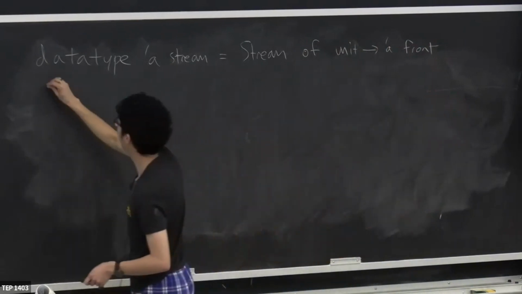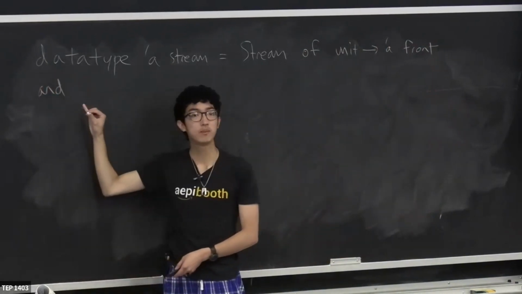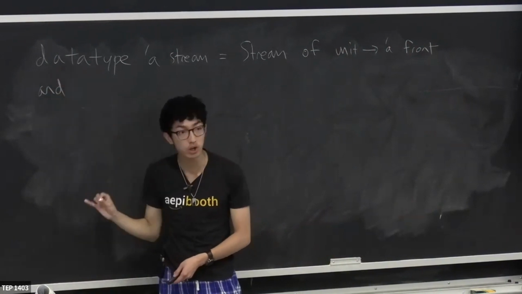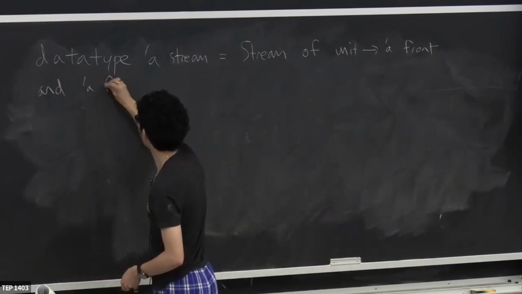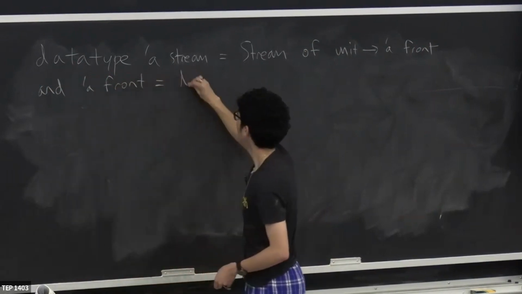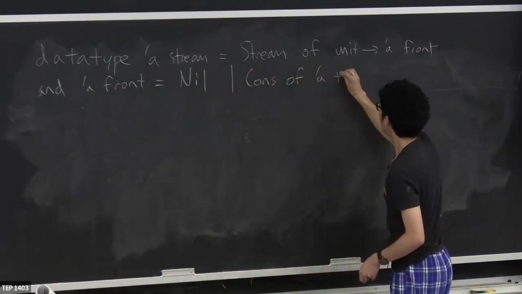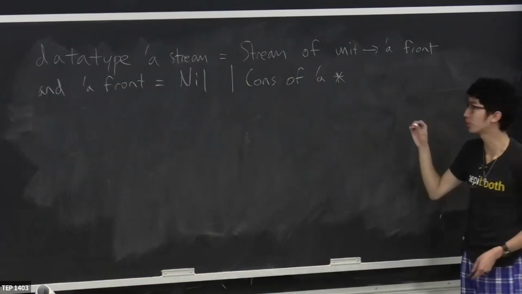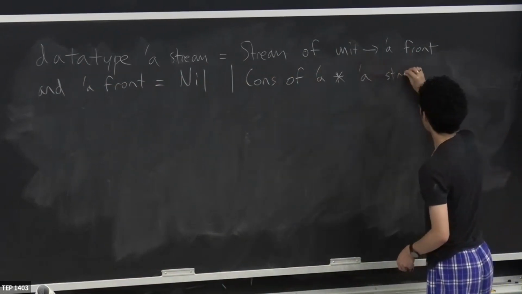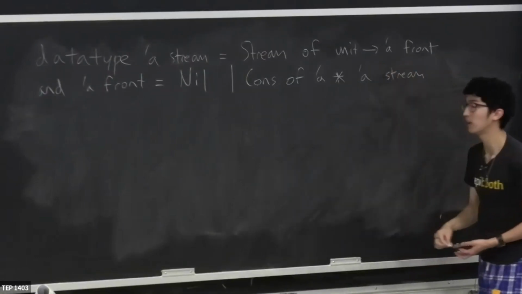And what is an alpha front? Well, let me tell you. I use the keyword and here because I'm defining a mutually recursive type. Both these types will see each other. An alpha front is going to be the same thing we said earlier, nil or cons of alpha star, but now the tail of a front is another stream. Now this might look very similar, and it is, but it's not exactly the same, because we essentially adjust for this off by 1. If I'm holding a stream, I'm always holding a suspension, whereas with a lazy list, I would always have to be holding a value of the first element.